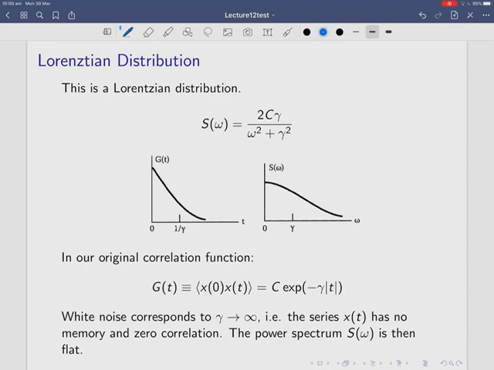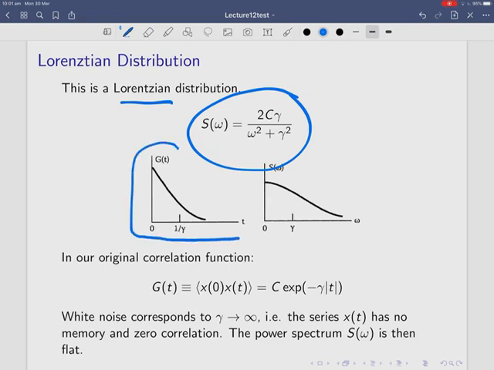All right, so that distribution here is called Lorentzian. It's given a special name because it occurs so often. And it looks a bit like this. So if I have g of t, a correlation function decaying exponentially, then our power spectrum looks like this function here. It looks like that.